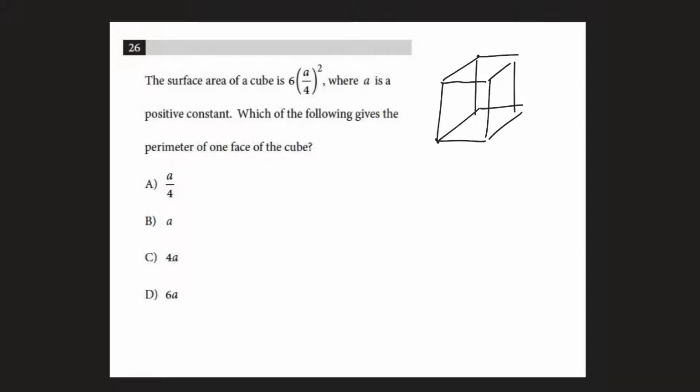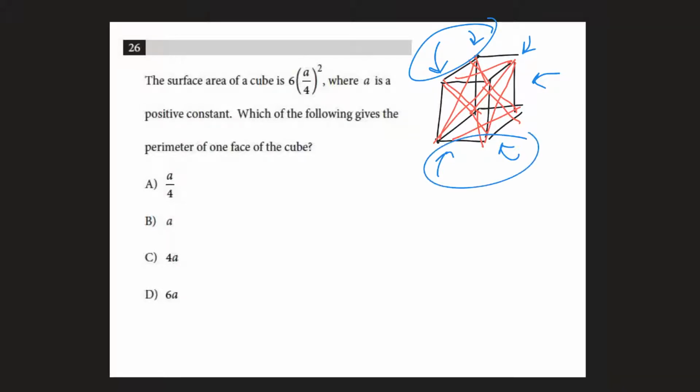Count all these sides. We've got the front side, the bottom, the right side, the left side, the back side, and the top. Oh boy, that got kind of messy. Well, you're going to have the left side, the right side, the back side, the front side, the bottom side, and the top side. That will be 1, 2, 3, 4, 5, and 6 sides to the cube.